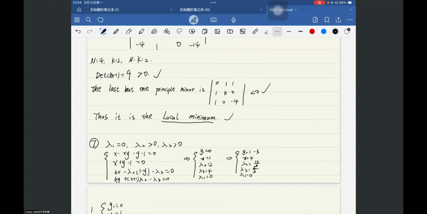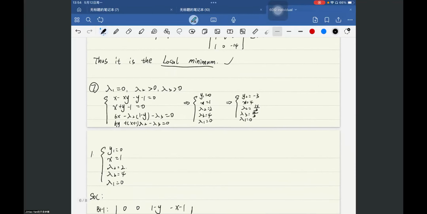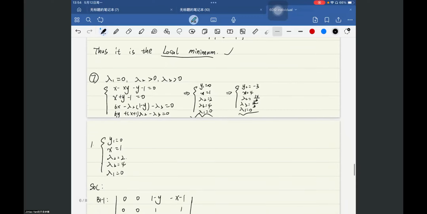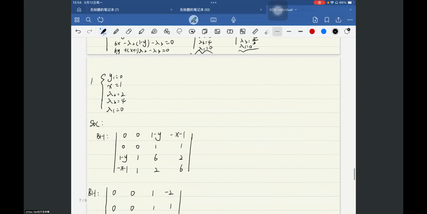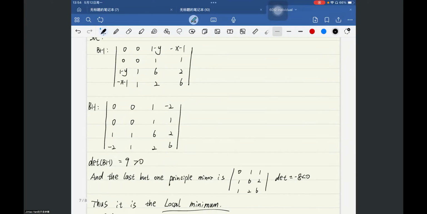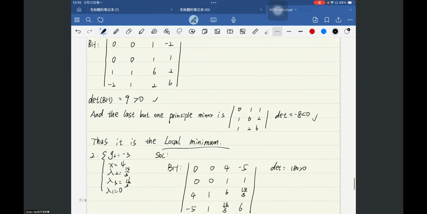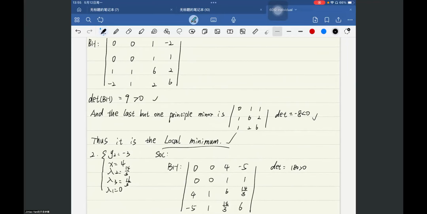The lambda 1 equals 0 and the lambda 2 is larger than 0 and the lambda 3 is larger than 0. In this condition, we also have two conditions. The first is this and the second is this. So let's discuss these two. In the first condition, we do the second order condition. The bordered Hessian is this. We solve this determinant, and the bordered Hessian is 9. It's larger than 0. And the last but one principal minor is this. The determinant is -8, which is less than 0. Thus, this condition is the local minimum.